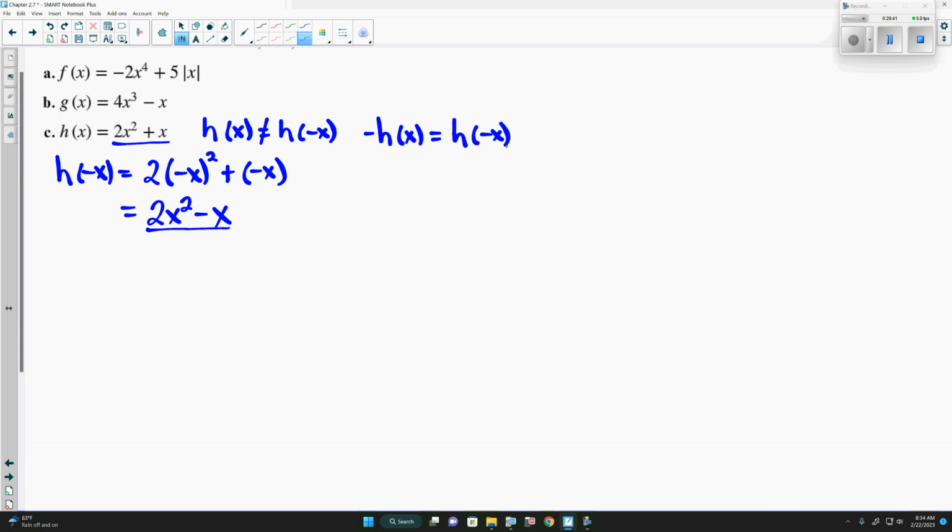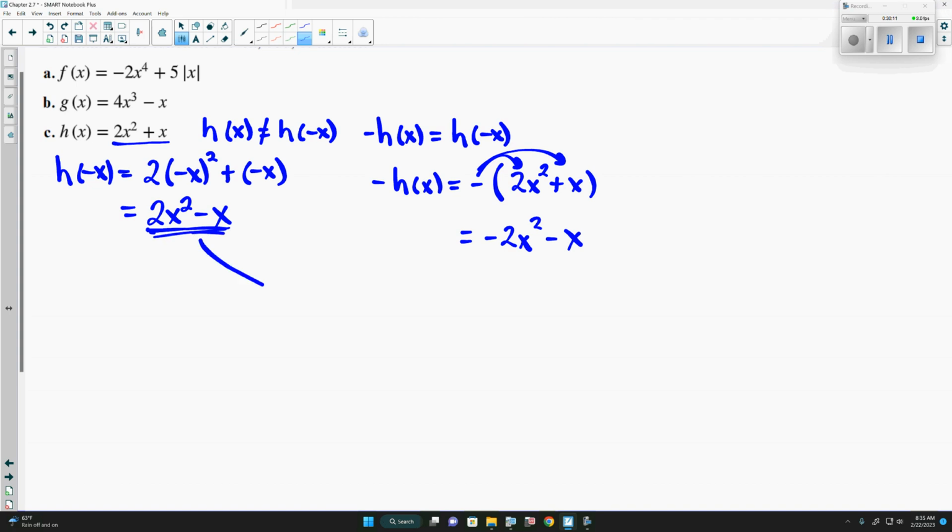Now for it to be an odd function, negative h of x has to be the same as h of negative x. So we need to find negative h of x, which is just really multiplying the entire function h of x by negative 1. And if we do that, we multiply both of these terms by negative 1, we'll get negative 2x squared minus x. Now, is our h of negative x the same as negative h of x?